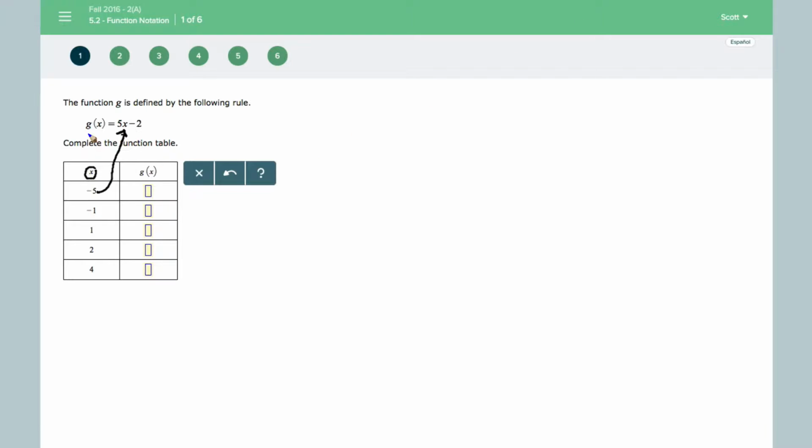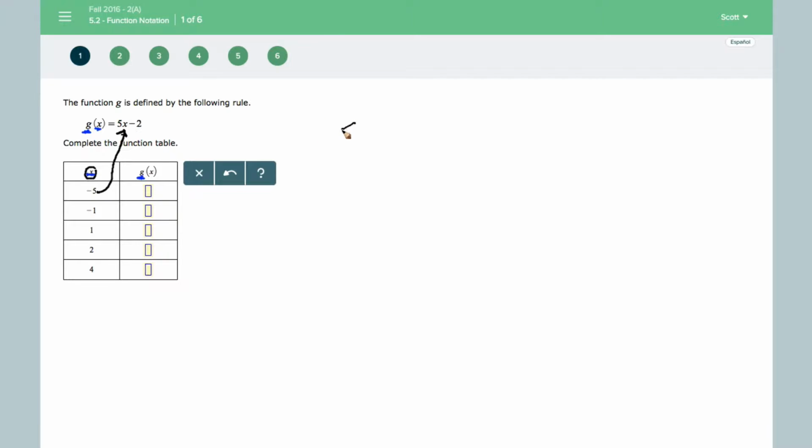Now, a thing to remember is this part right here is only a label. It's not a math problem. So more than just the name, you don't ever have to look at that. Okay? So we're saying, all right, in the g function, I'm replacing x with -5. So we replace x with -5.